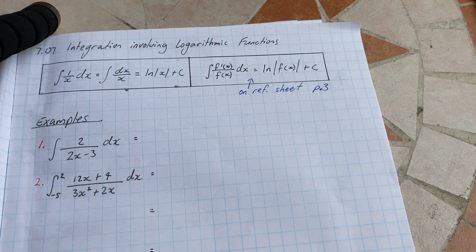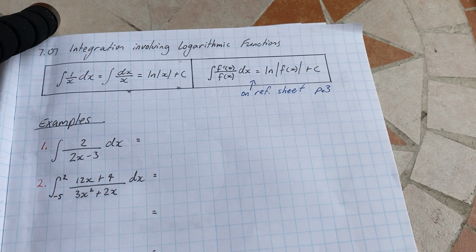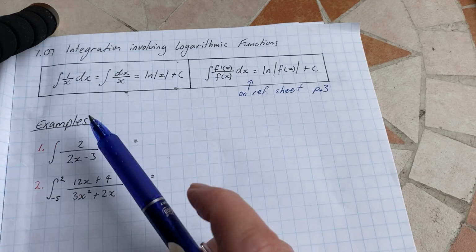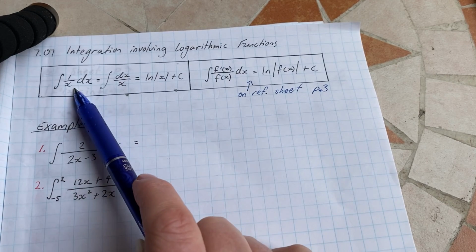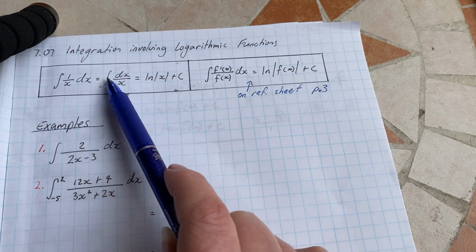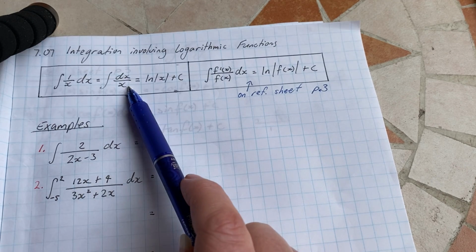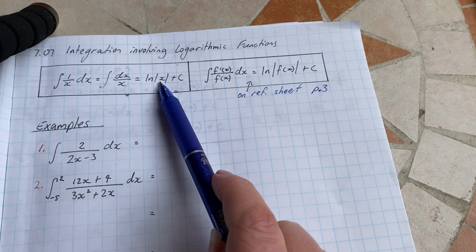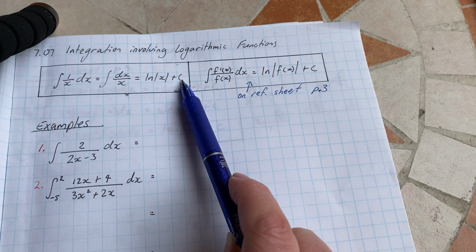Okay, 707 is about integration involving logarithmic functions. So there are two basic formulas here. This is the basic one. The dx can combine with the one up the top, so it becomes dx on x, and that equals log absolute value of x plus c.